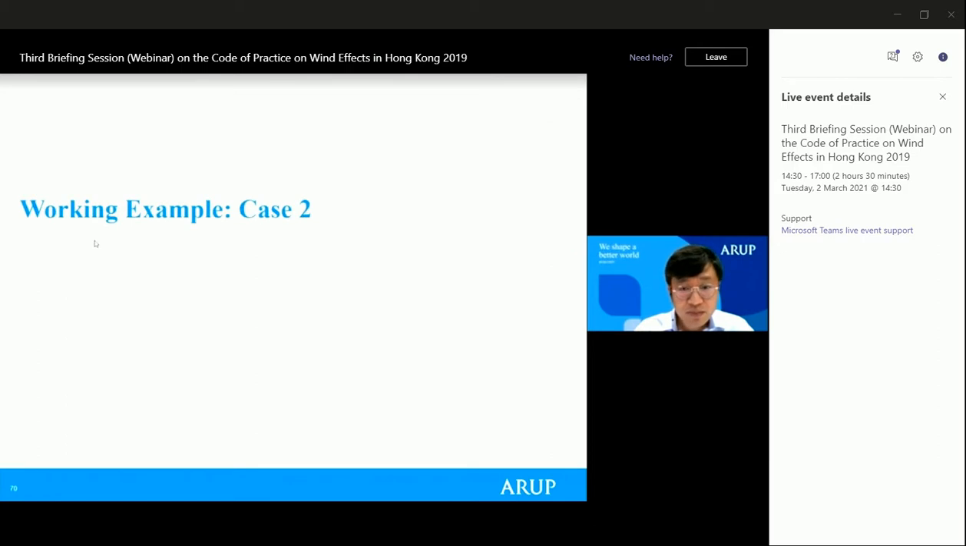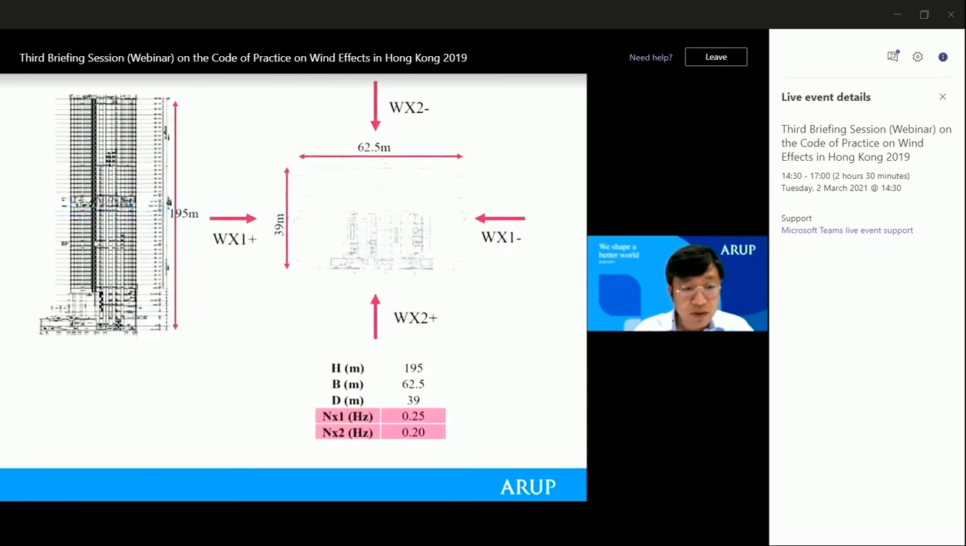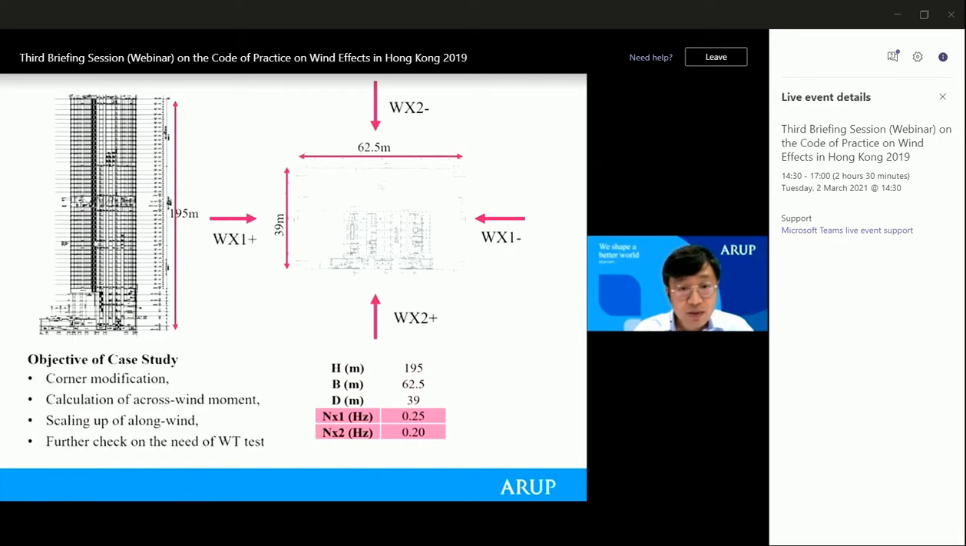For working example 2, this is a tall building with a building height of about 195 meters. And the plan shape is a rectangle, but it also has some recessed corners. For the plan dimensions, it is about 62.5 in one direction and 39 in the other direction.